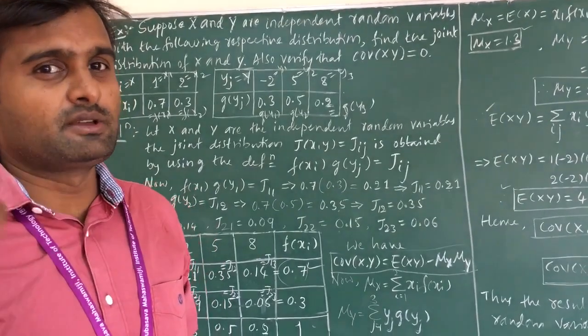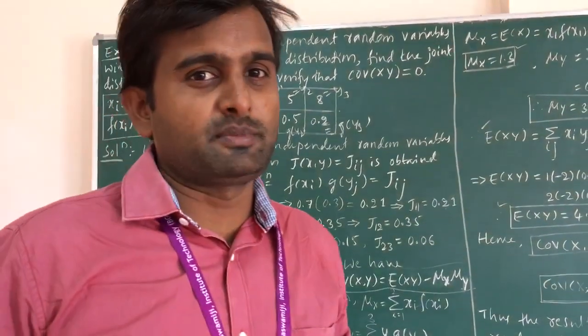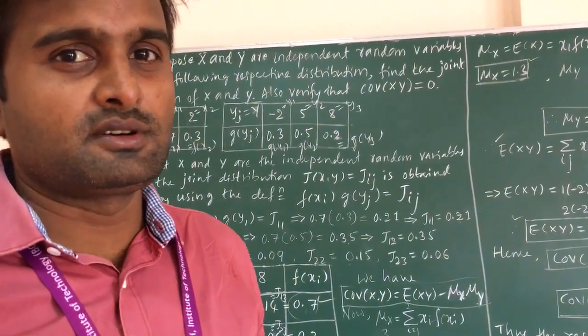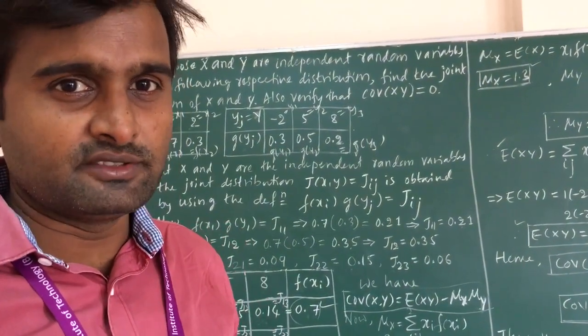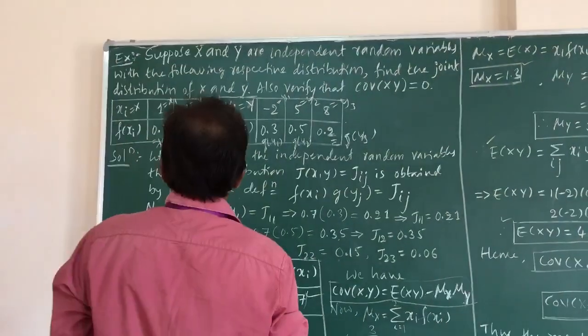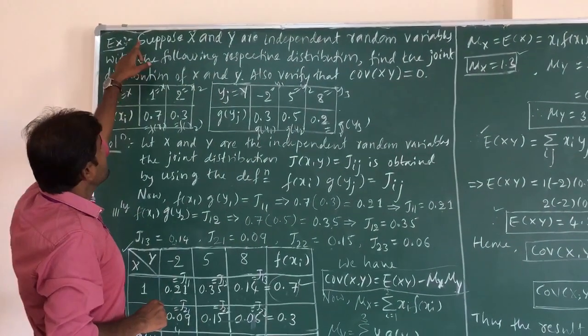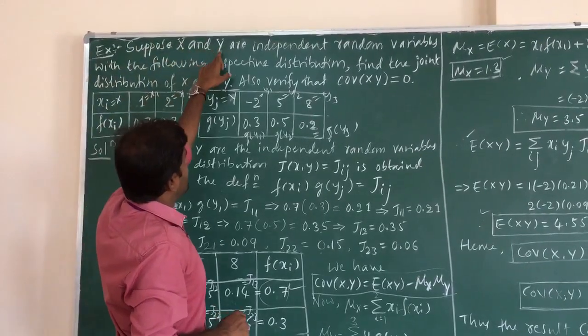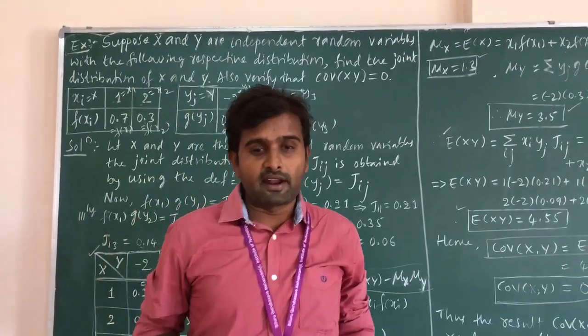Yes, today we will see some more examples. Yesterday we have seen examples on joint distribution, right? Similarly, we'll see one more example. So the example is here: suppose x and y are independent random variables.